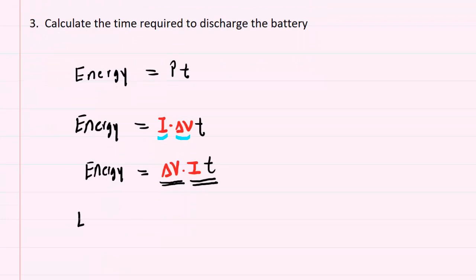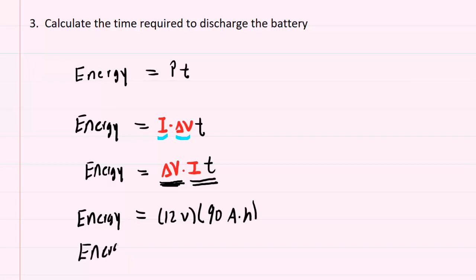So when we come back down here, the delta V, which we've underlined, that's 12 volts. And then the quantity I times T, that's the 90 amp hours. Now, when you multiply these together, you should get 1080.